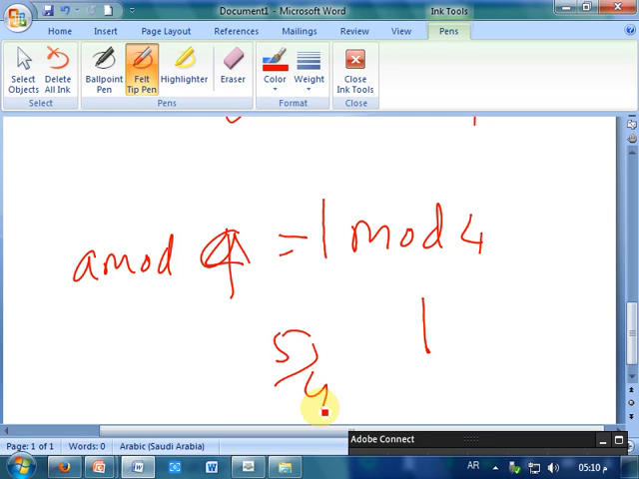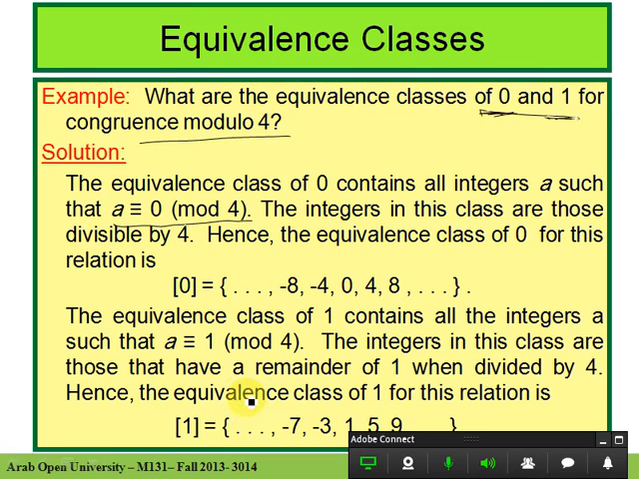4 divided by 4 is 0, so 4 you will not get. 5 gives 1. 6 will give you 2. 7 will give you 3. Then 9, 13, 17. So this list: 1, 5, 9, and on the other side -3, -7.